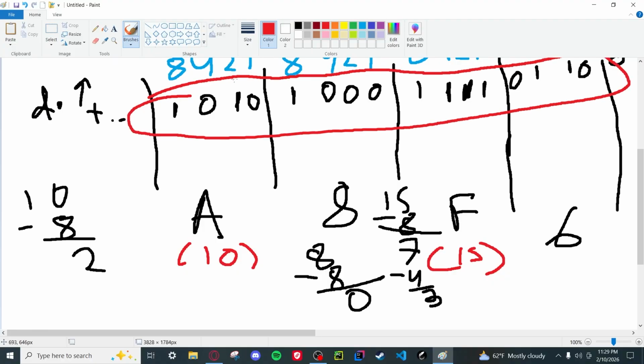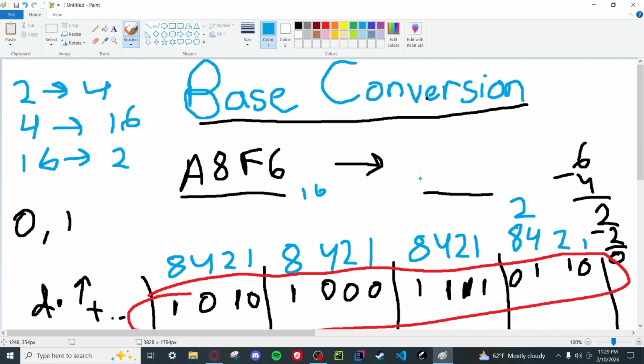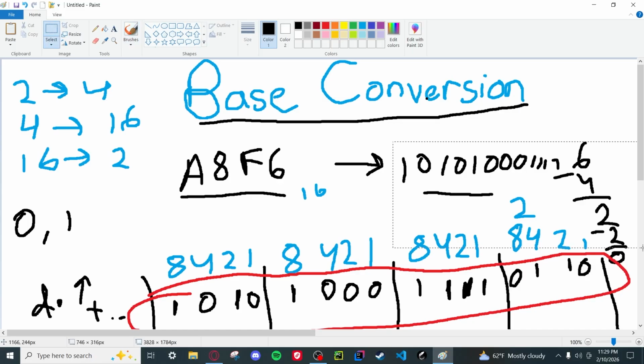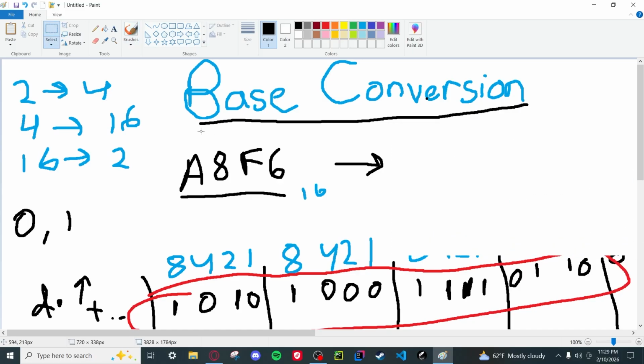And this right here is our output. The answer to our question is this line. 1, 0, 1, 0, 1, 0, 0, 0, 1, 1, 1, 1. Oh, let me clear some room for us here. And let me write this out. Just 1, 0, 1, 0, 1, 0, 0, 0, 1, 1, 1, 0, 1, 1, 0.